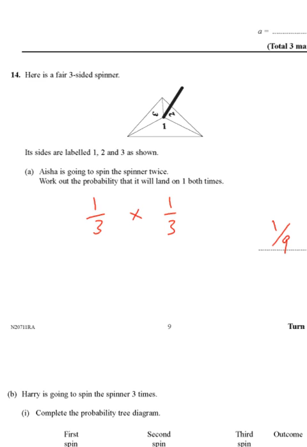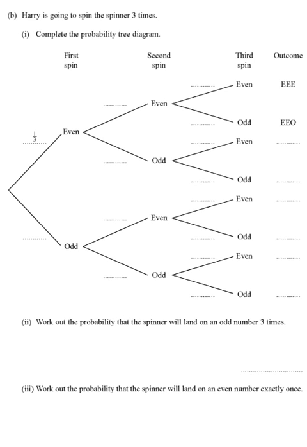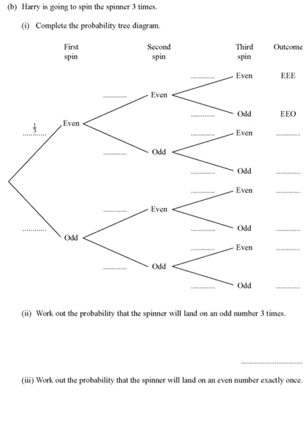If we then look at the probability tree question in the second part, obviously the probability of getting an even number on the first spin is a third, probability of getting an odd number is going to be 2/3, so the probabilities have to add to 1 for every stage. And the probabilities don't change, so it's going to be a third and 2/3 for the second spin, and a third and 2/3 for the third spin as well.